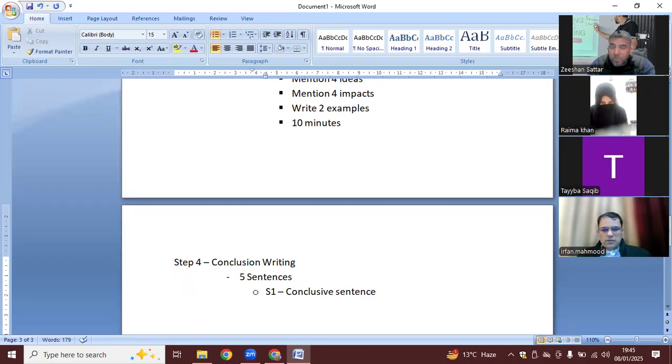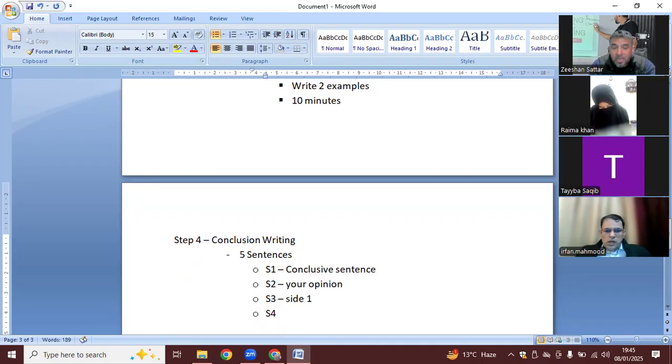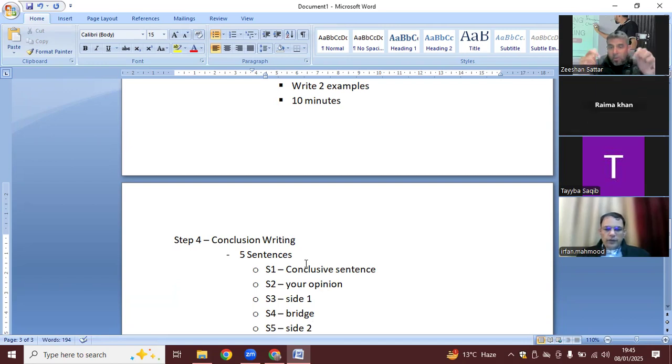So now, S1 will be the conclusive sentence. S2 for the conclusion will relate to your opinion. What do you say, in my personal perspective? For example, sentence number 3 will be from side number 1, meaning the biggest problem. Sentence number 4 will be a bridge, and then sentence number 5 will be for side number 2. If it is a problem solution, sentence 3 will be the biggest problem and sentence 5 is the biggest solution.